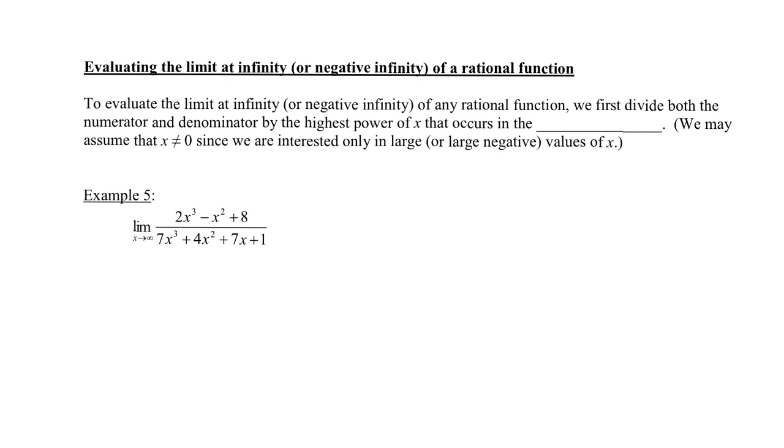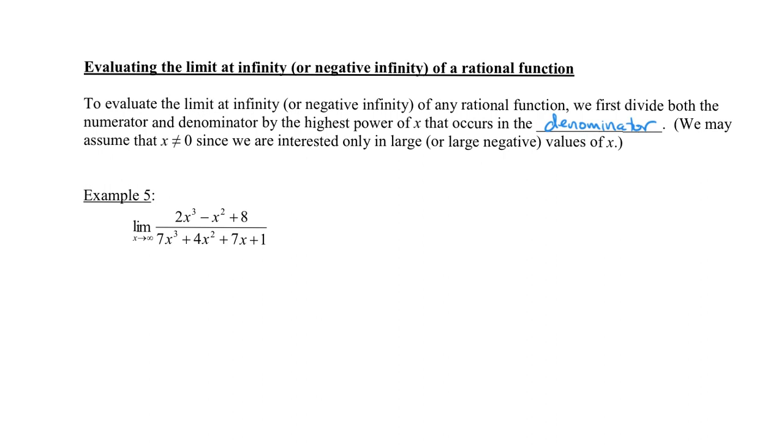So evaluating the limit at infinity or negative infinity of a rational function. To do this, we first divide both the numerator and the denominator by the highest power of x that occurs in the denominator. And we can assume x is not equal to 0 since we're interested only in large or large negative values of x. We don't have to worry about dividing by 0 or anything.